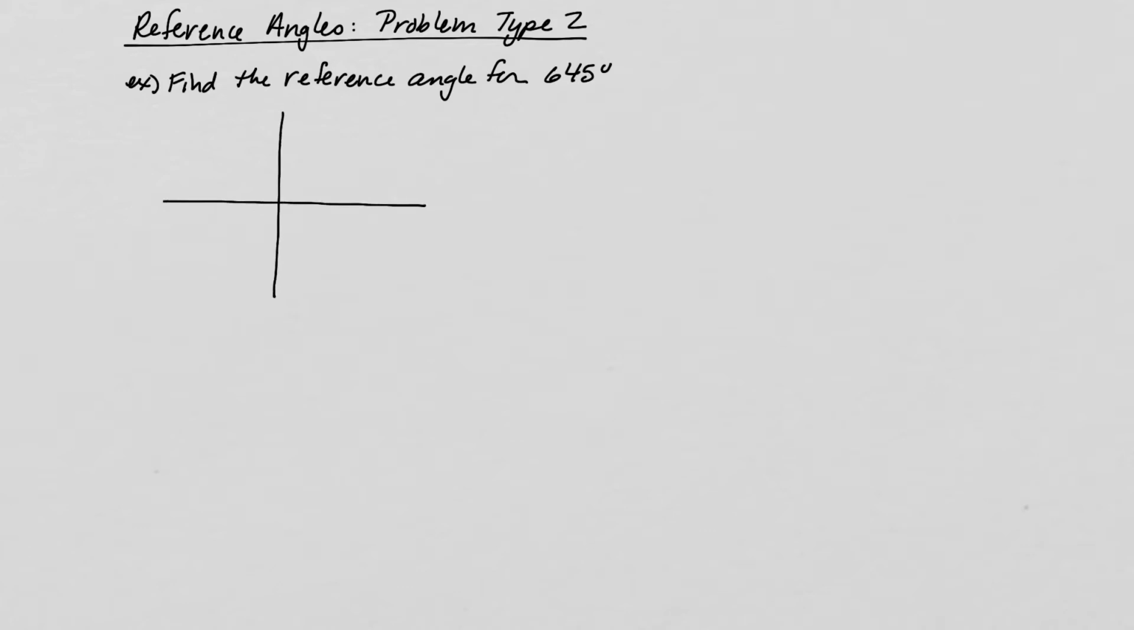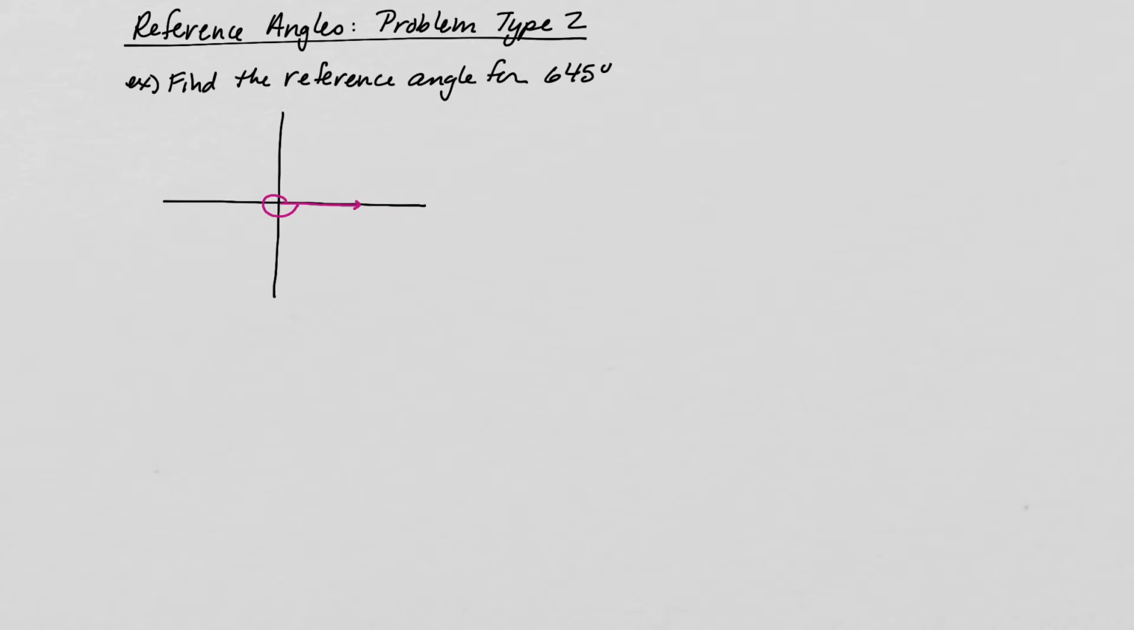Just like in the last problems, the first thing we want to do is figure out where 645 degrees is. If you think about it, all the way around the circle once is 360 degrees. So our angle, even if it starts here, is going to go all the way around once. That's 360 degrees. And now we're going to keep going to see what happens as we go around so we can figure out where that angle is.